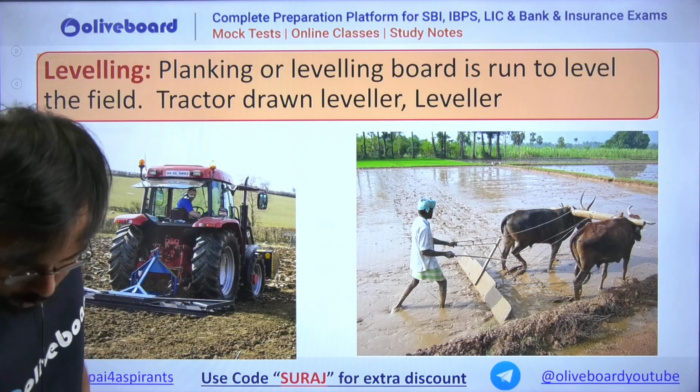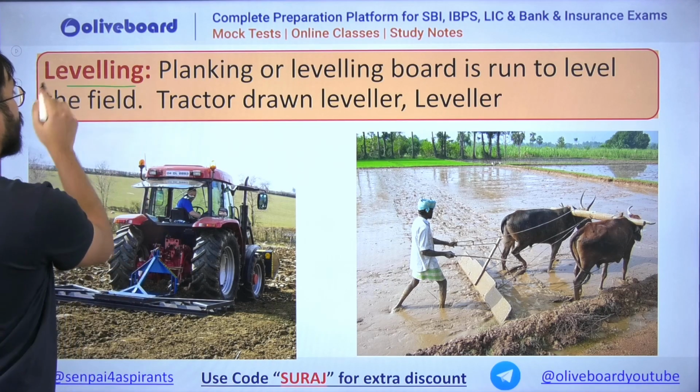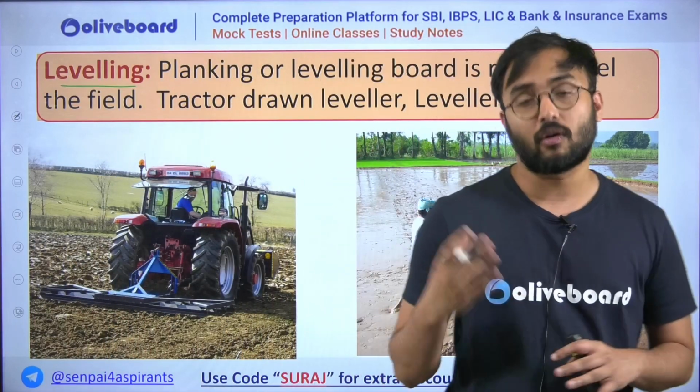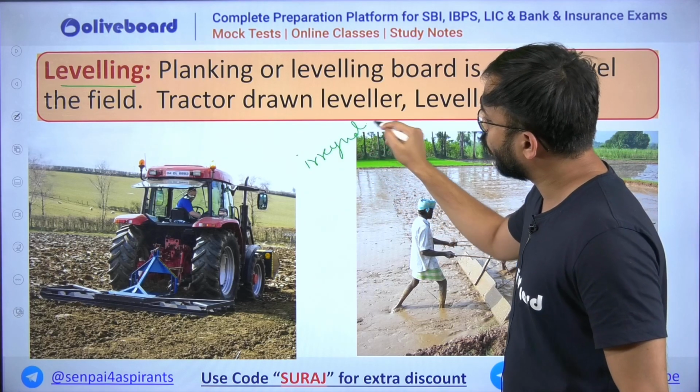Now let us talk about the next particular activity, that is leveling. So whatever the land terrain is, that land terrain of course could be irregular, could be uneven.